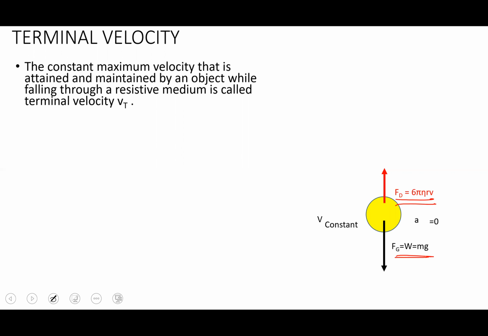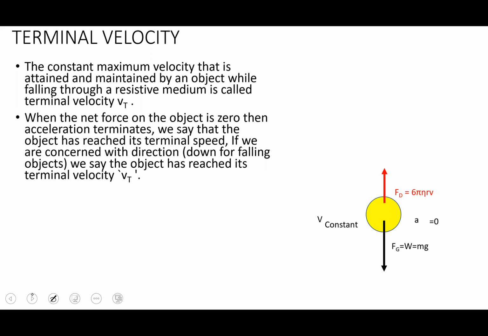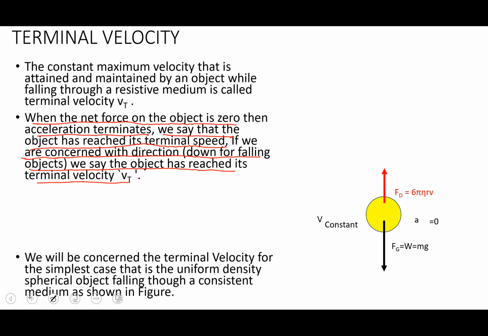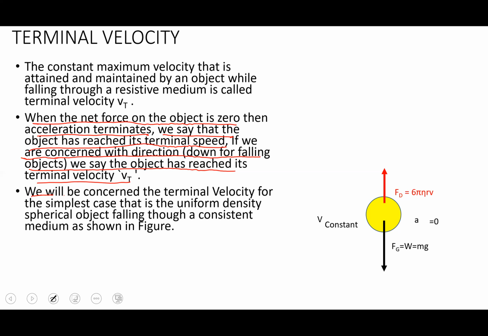Now if these two forces cancel out each other, then the acceleration in this case will be equal to 0. That means there is no net force. When the net force on an object is 0, the acceleration terminates, and we say that the object has reached its terminal speed. If we are concerned with the direction of a downward falling object, we say that it has reached its terminal velocity Vt. We will be concerned with the terminal velocity for the simplest case, that is a uniform density spherical object falling through a consistent medium, as shown in the figure.